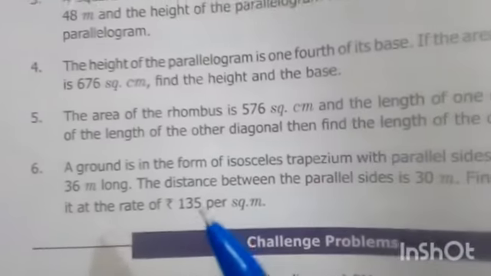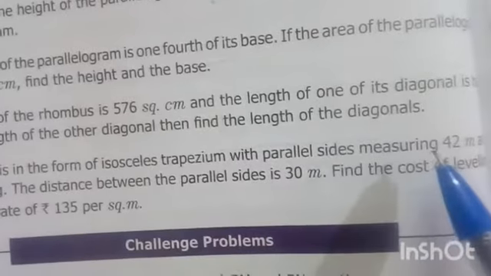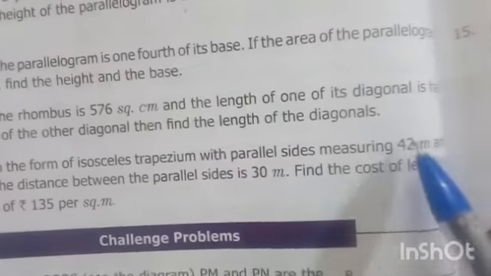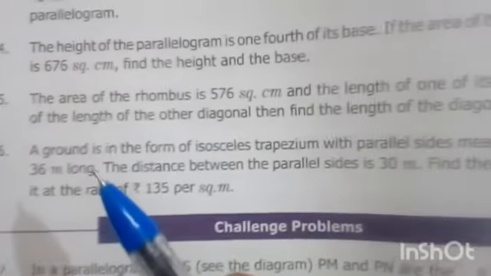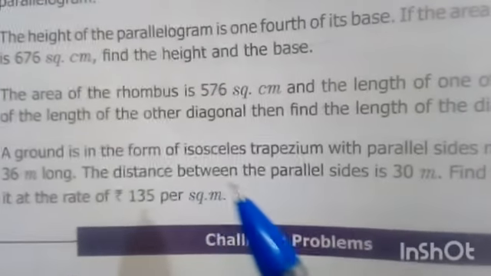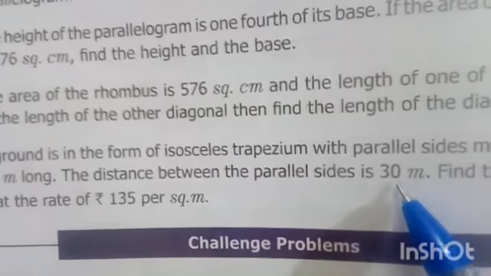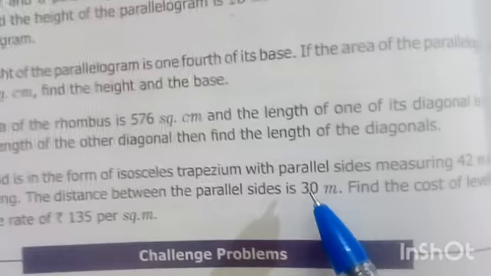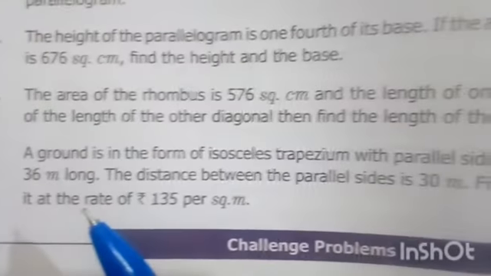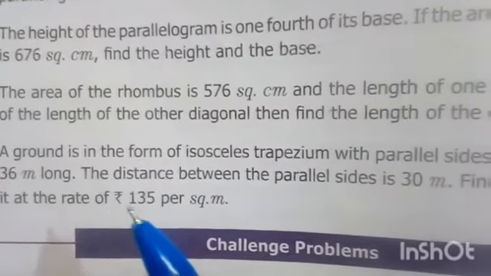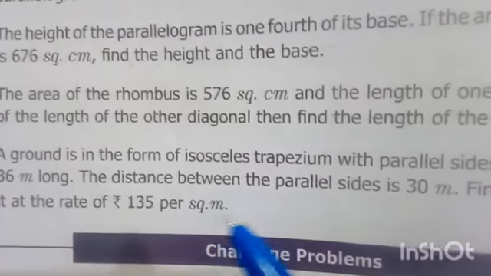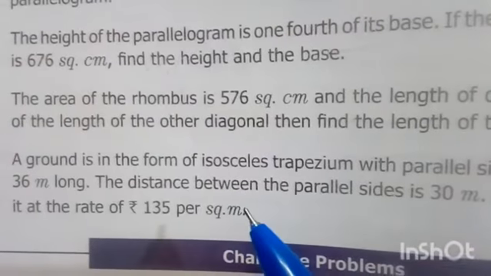Now the sixth question. A ground in the form of an isosceles trapezium has parallel sides measuring 42 meter and 36 meter long. The distance between the parallel sides is 30 meter. Find the cost of leveling, if the rate of leveling is rupees 135 per square meter.